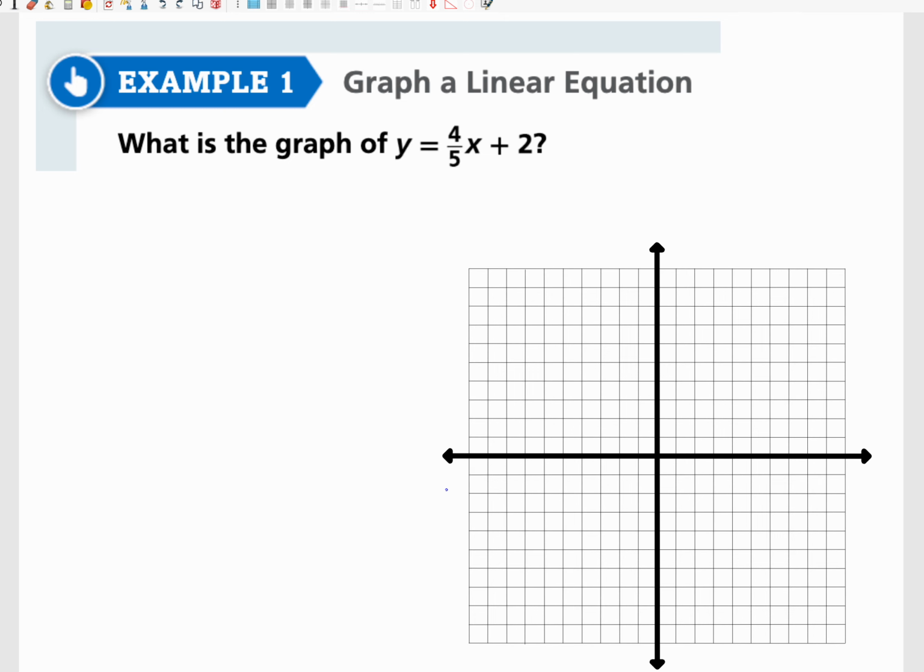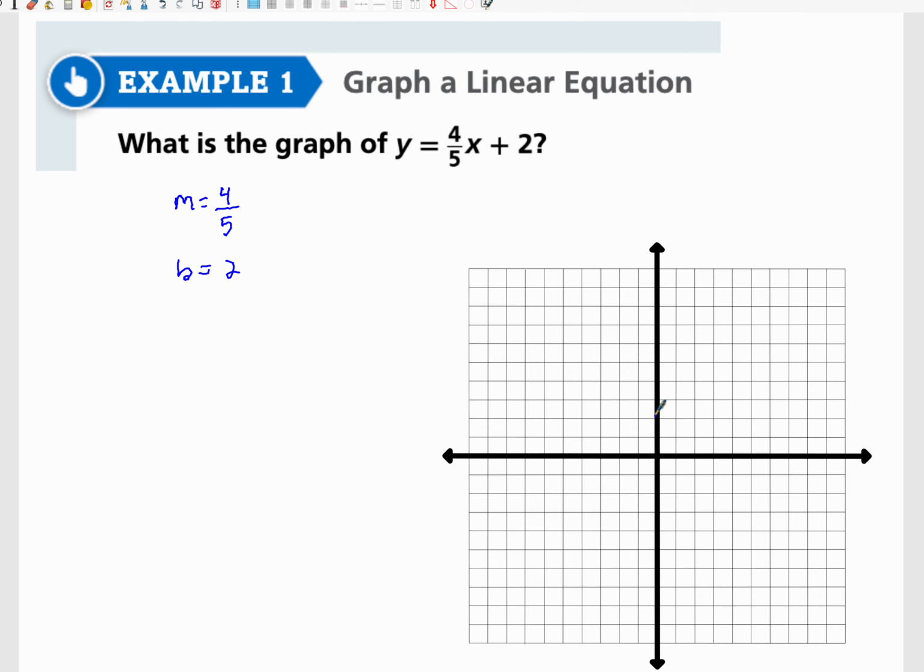Here we go. Graphing a linear equation. Okay, so what is the slope? 4/5. And what is the y-intercept? 2. Okay, so we're going to start with B. B first. That's how I remember what to do. So I want to B first, which means I'm going to start at the origin and count where?